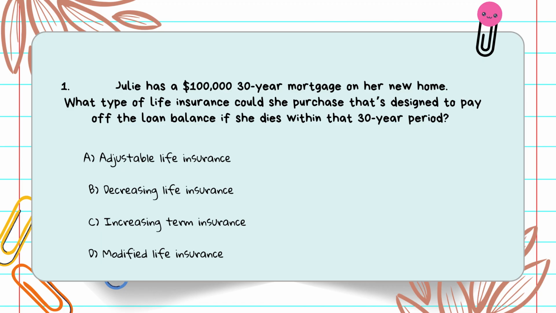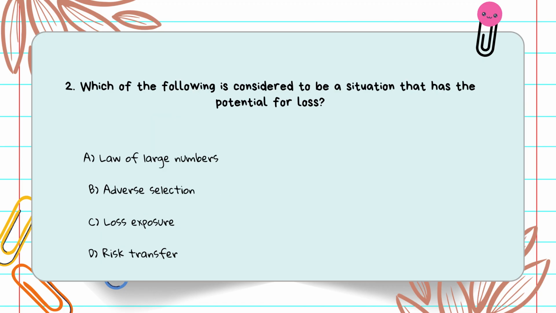The key word here is mortgage. Imagine you just bought a house for $100,000. As the years go by and you make payments, that balance goes down, right? So after 15 years, maybe you only owe $50,000. That means you don't need the same amount of coverage anymore. A decreasing term life insurance policy is designed for exactly that. The coverage amount goes down over time, just like your mortgage. The answer is B, decreasing life insurance.